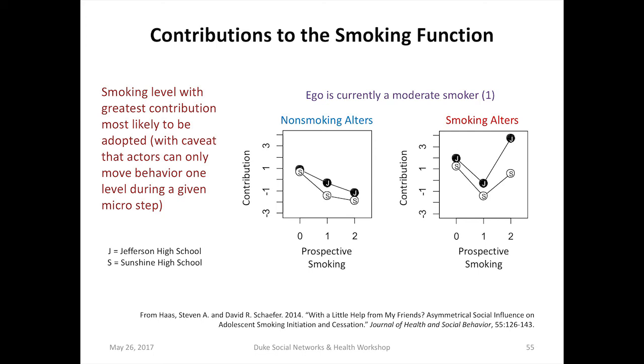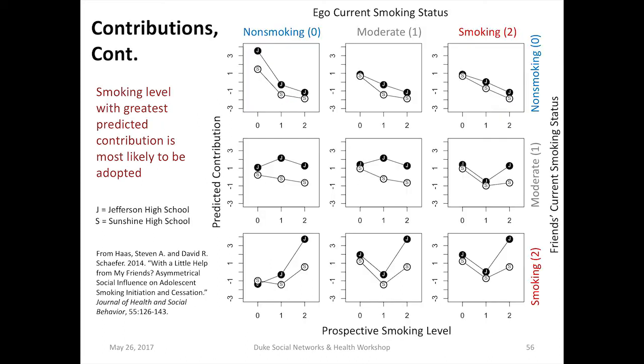And so what this suggests, and this is a lot of information, but it does tell the story more quickly. For someone who's not smoking, they're really unlikely to become a smoker, okay? Unless their alters are smoking, okay? That's the situation where they start smoking, okay?